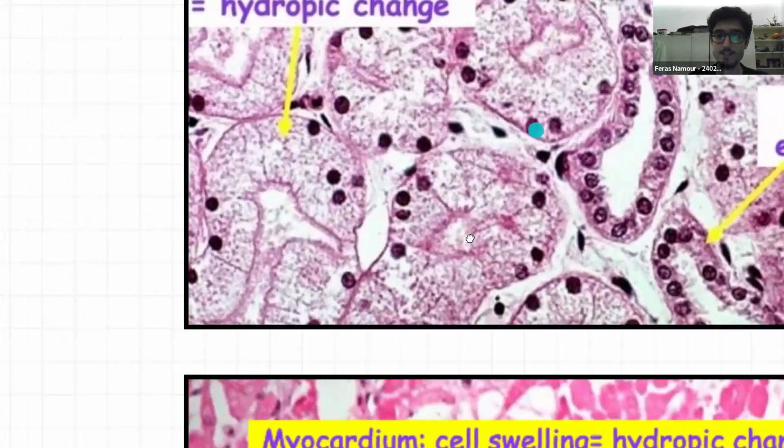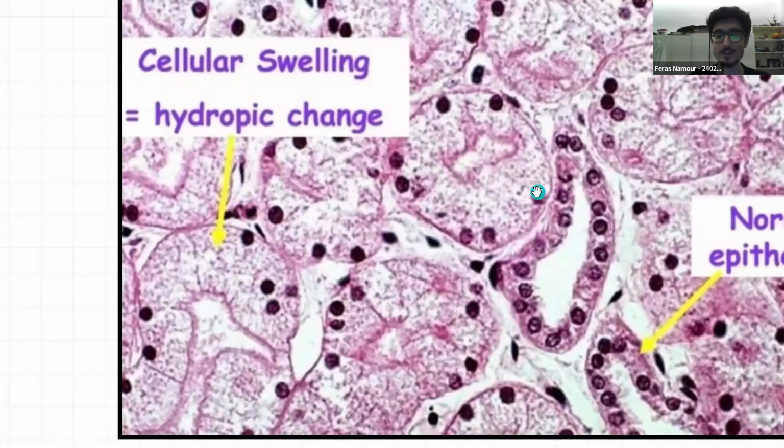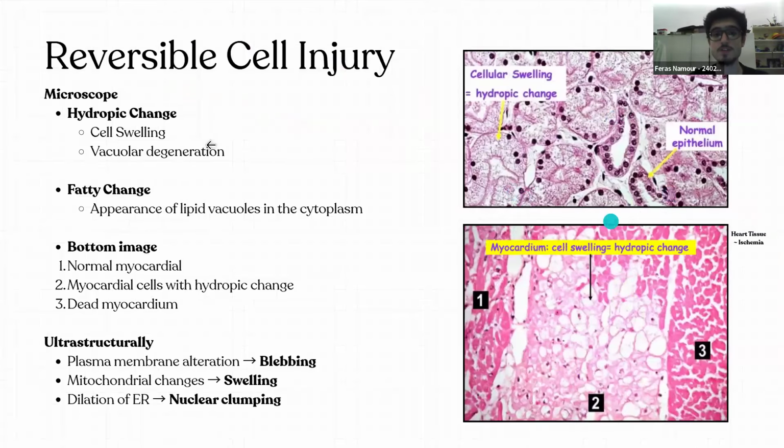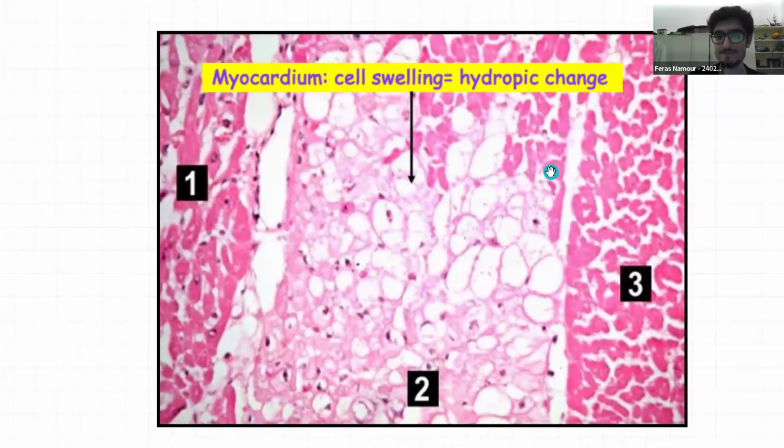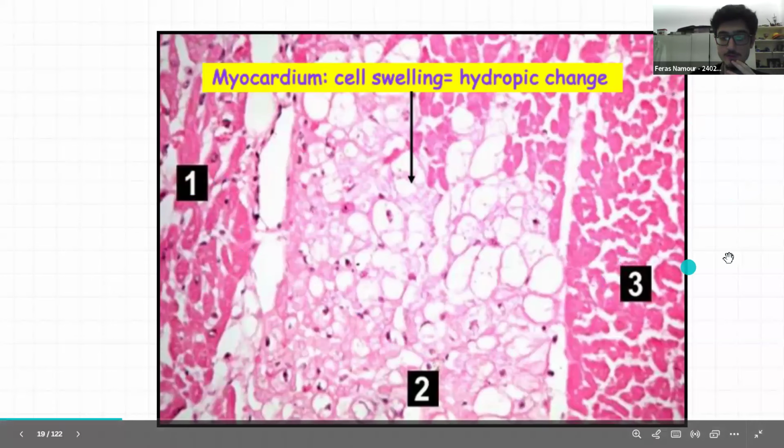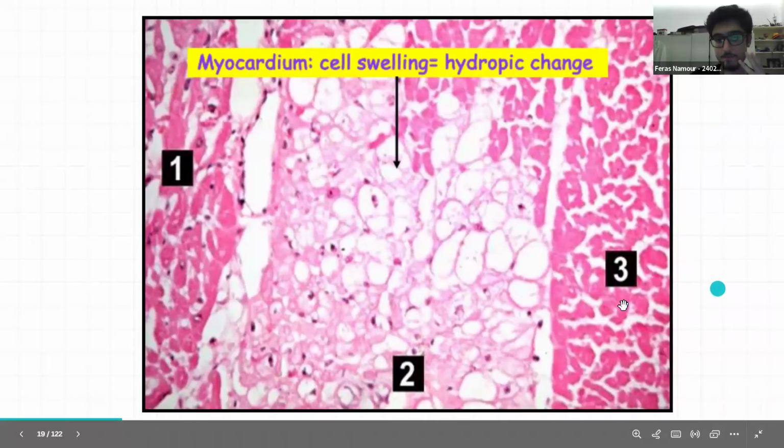Now, can I see the fatty change? It's kind of hard to do. Let's mention it. If they show you this slide, you should mention both. This slide, I want you to memorize like your name. This slide comes all the time, and it's a tissue of the heart. And it's beautiful because it has all three stages of injury: normal, reversible injury, and death.